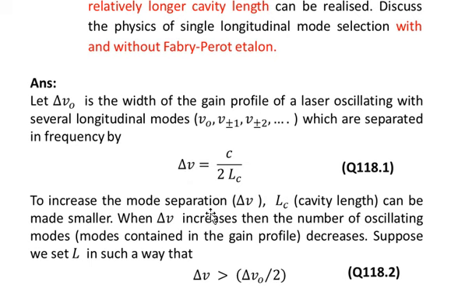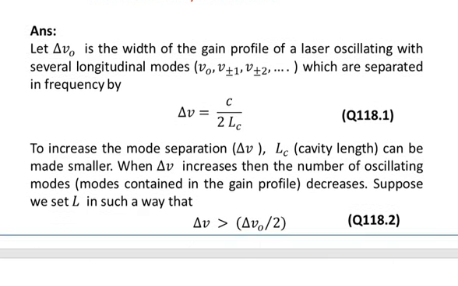To increase the mode separation delta nu, LC, the cavity length, can be made smaller. From equation number 1, it is evident that if you make LC smaller, then delta nu can be made larger. That is, the separation between two consecutive longitudinal modes can be increased by decreasing the value of LC. Here C is the velocity of light in the numerator. When delta nu increases, the number of oscillating modes contained in the gain profile decreases.